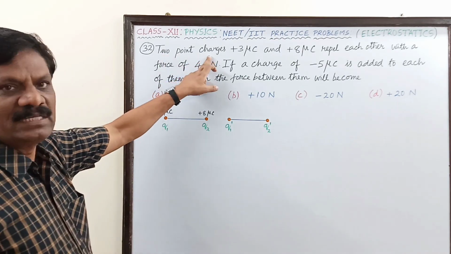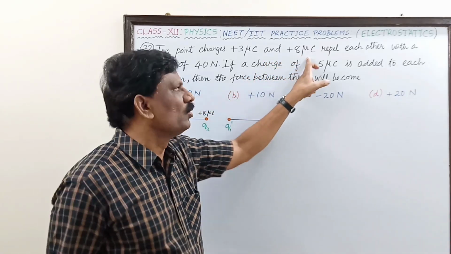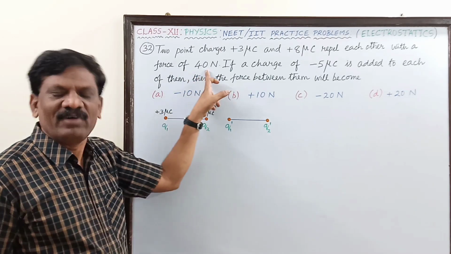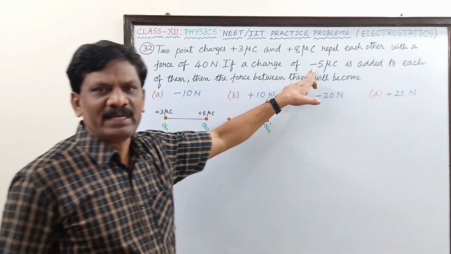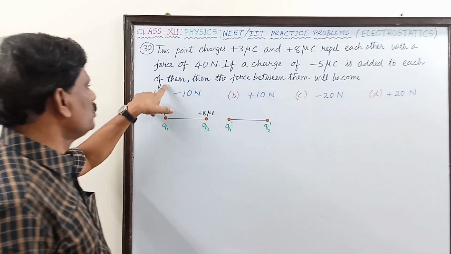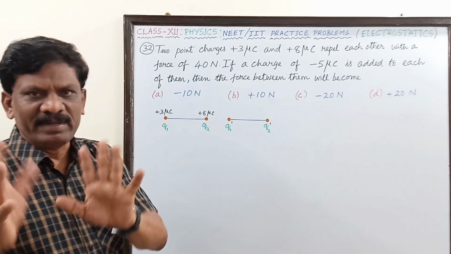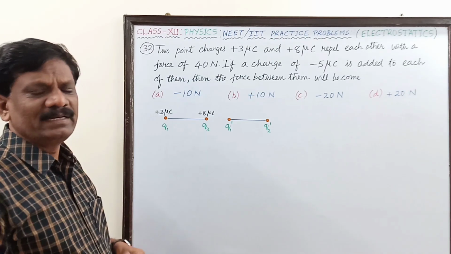Two point charges, plus 3 microcoulomb and plus 8 microcoulomb, repel each other with a force of 40 Newton. If a charge of minus 5 microcoulomb is added to each of them, then the force between them will become how much? We have to find out.